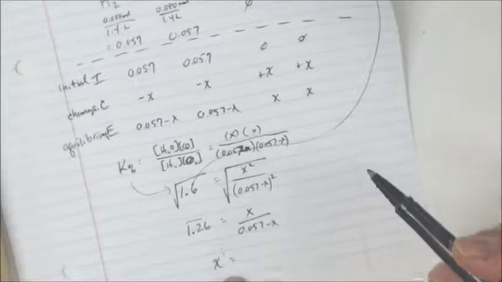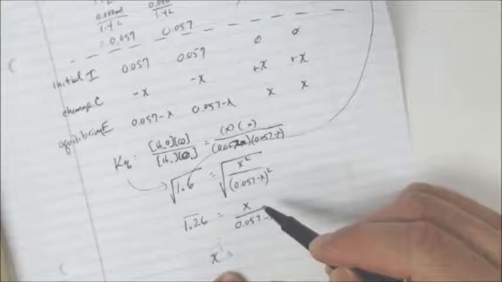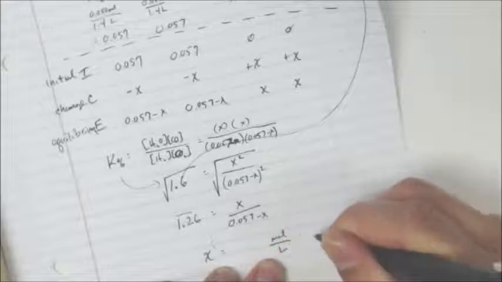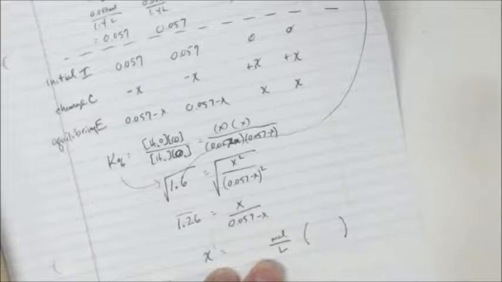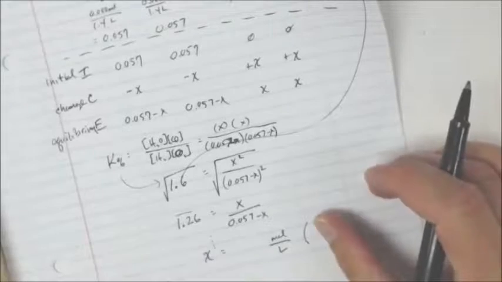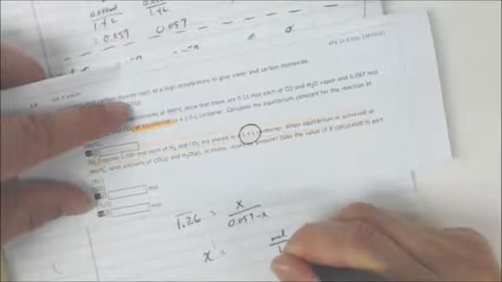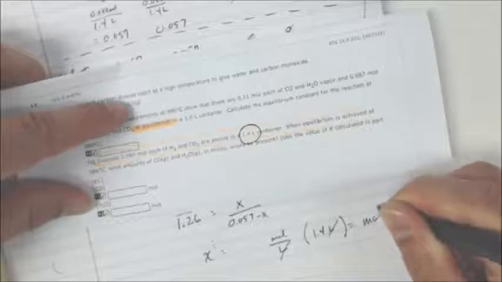They wanted the moles, not the moles per liter. So once you solve for X, it'll have units of moles per liter. Going back to the problem here, don't forget to multiply that answer by the 1.4 liters. If I multiply it by the 1.4 liters, the liters cancel out, and that will give me the moles.